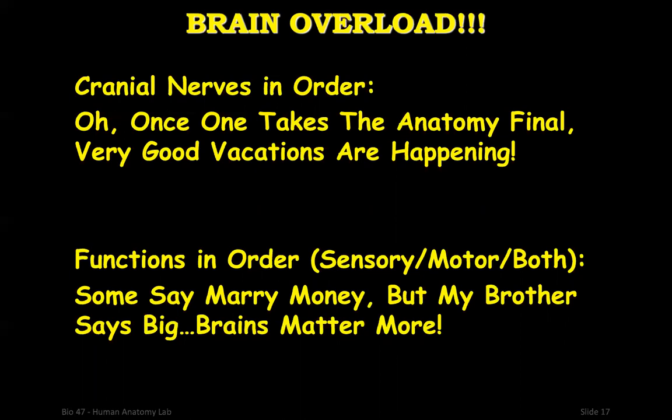If you want to remember their functions in order, that is, are they sensory nerves, or are they motor nerves, or do they have both sensory and motor functions, then you can remember this phrase. And this is, "Some say marry money, but my brother says big brains matter more." And then you'll remember that it's sensory, sensory, motor, motor, both, motor, both, sensory, both, motor, motor. So if you can remember these 2 phrases in order, then you'll remember a lot about the 12 pairs of cranial nerves.